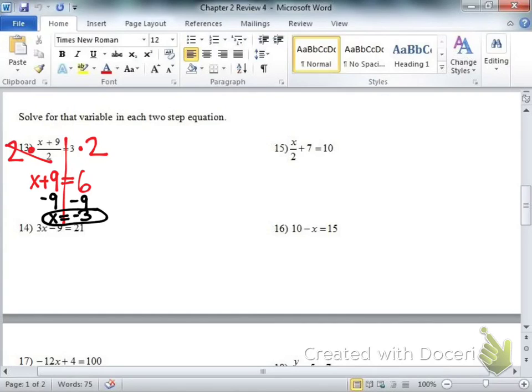14 is a more typical two-step equation. Very straightforward. You just undo adding, subtracting, then you undo multiplying and dividing. So on this one, I want to start with the minus 9. You get rid of subtracting 9 by adding 9. So add 9 to both sides. We're left with 3x equals 30. Then you have to undo the multiplying by 3, so we divide by 3. And I'm left with x equals 10.